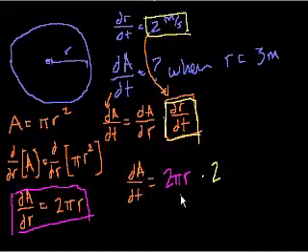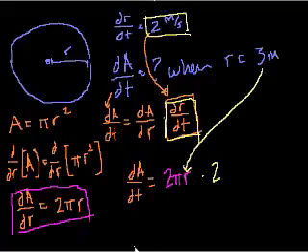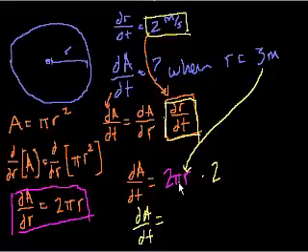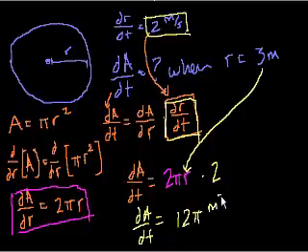Are we done yet? Well, no, because we haven't substituted for r yet. We know r is 3 meters. So dA/dt is equal to 2 times pi times 3 times 2. 2 times 3 is 6, times 2 is 12. So 12 pi, and it's meters squared per second, because it's the rate at which area, in square meters, is changing with respect to time. And if we multiply out the units, we would have gotten the same thing right here.